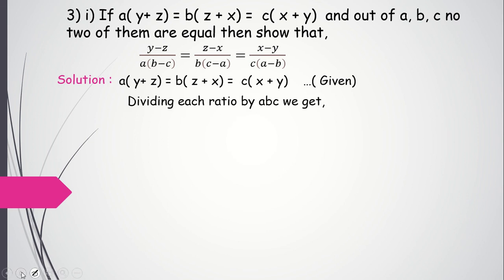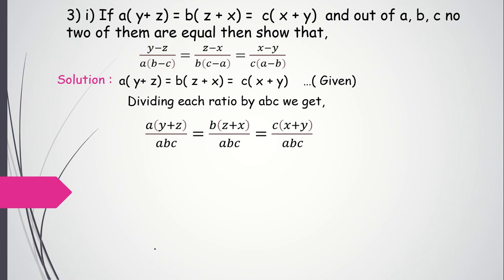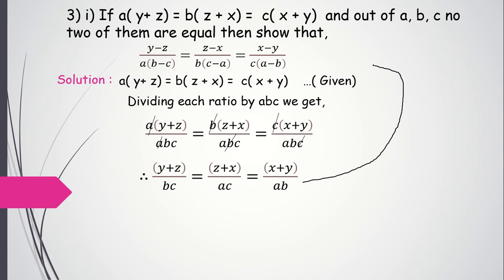So when we divide both sides of this ratio by ABC, what do we get? This A and A will get cut, this B and B will get cut, this C and C will get cut, and we are left with this ratio: y plus z upon b upon c, z plus x upon this, and x plus y upon this. We are left with this. Now we will be using these three ratios, and we have to arrive at this.